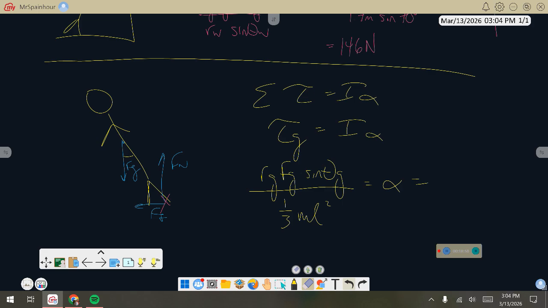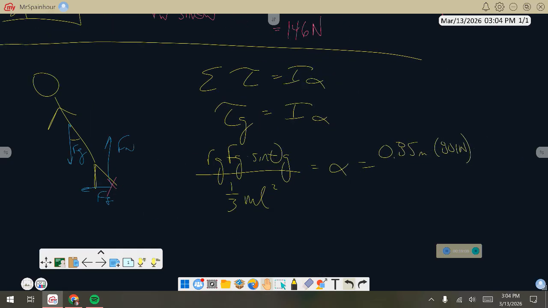Plug your numbers in here. You get, once again, this is 0.85, just like it was before, times 801, just like it was before, times sine of 20. Now, I mentioned this at the start, we'll mention it again. The phrasing I used when calculating this angular acceleration, as I said, was calculate the angular acceleration right now. And the reason why is because as this person falls, what's going to happen to that angle?